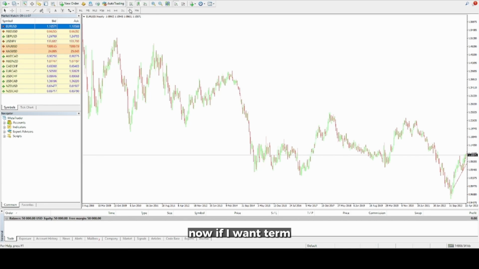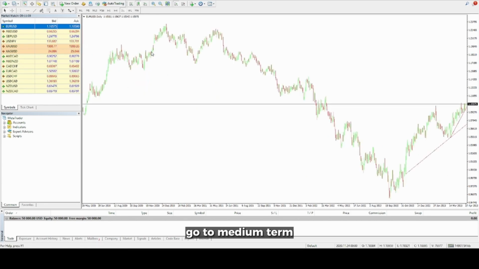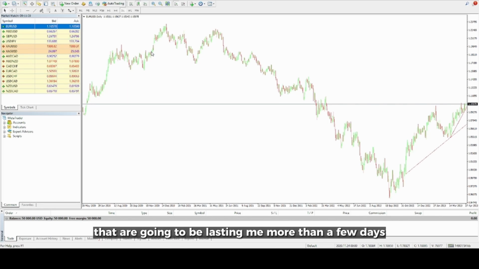Now, if I want to go to medium term, so say a 2 to 3 year trend, I don't know what's happening here. I really don't know what the next move is. So what do I do? I stay out. I don't place any trades that are going to be lasting me more than a few days to a few weeks, because my medium-term trend is not clear. I am just going to be out of the market.